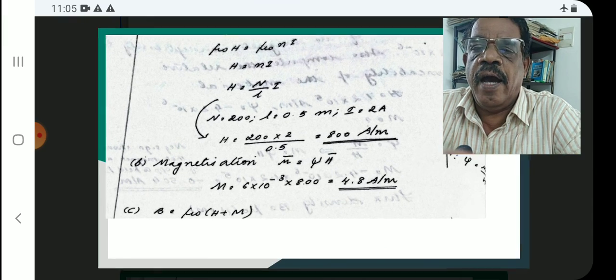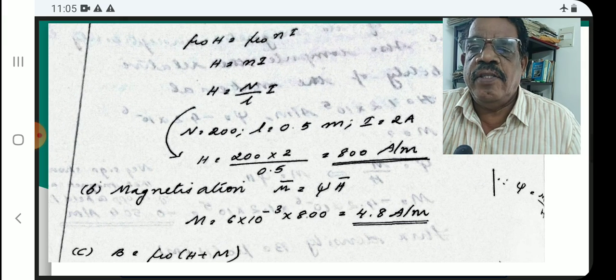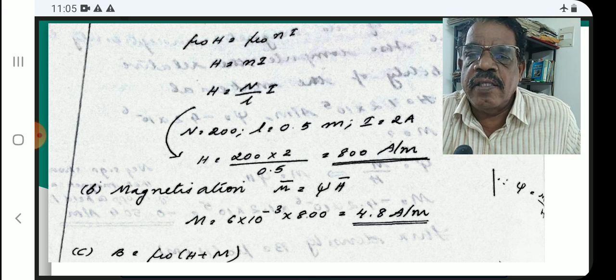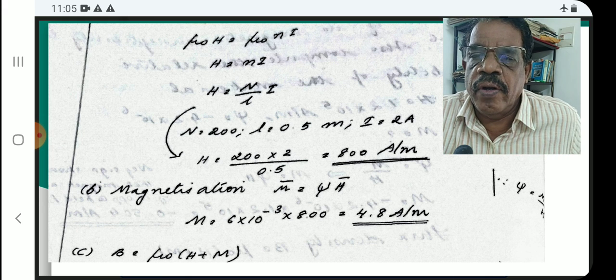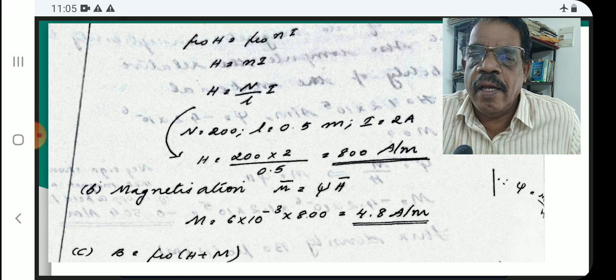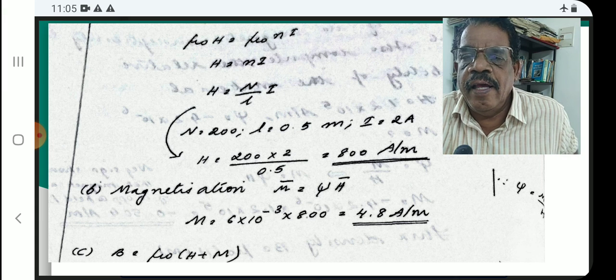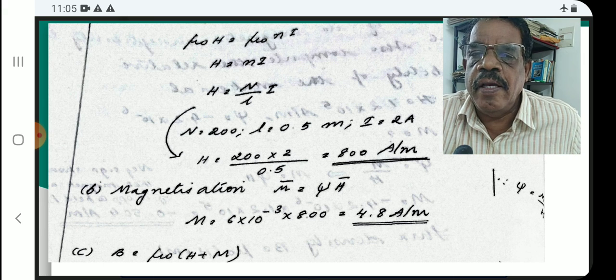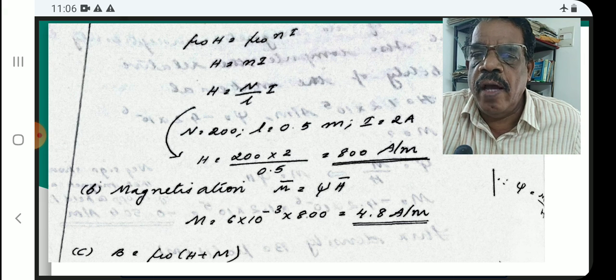When a current I passes through a solenoid, the H field is given by n i. Small n is the number of turns per meter of the solenoid, and if there are capital N turns on a length L, small n is capital N by L. Therefore H is N by L into I.